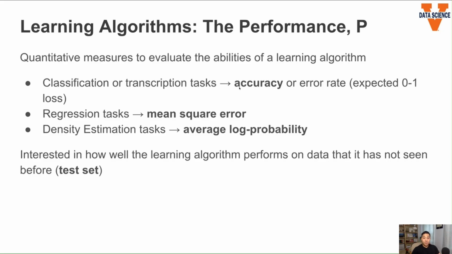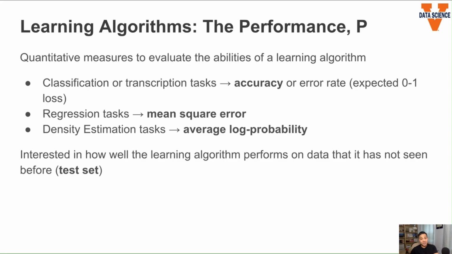Now, talking about the performance of the algorithm, certainly when you develop a learning algorithm, you want to be able to provide a quantitative measure to evaluate the ability of that learning algorithm. And depending on the task that you have, you might have different performance measures. For example, if you work on classification or transcription tasks, then the performance measure P should be accuracy or error rate.